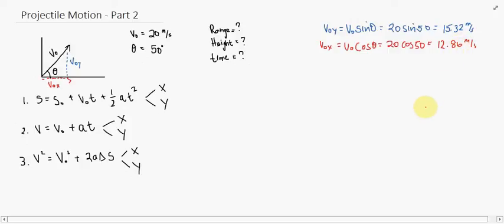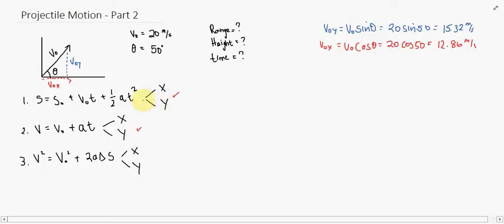Alright, so where's a good place to start? I normally find that time is a good place to start. Oftentimes that's going to be dependent on the vertical motion, because how long an object spends in the air is going to be subjected to how high you tend to throw that object, right? So which one of these formulas could I use in order to find the time? Well, there's only two that have time in it, and that's equations 1 and 2.